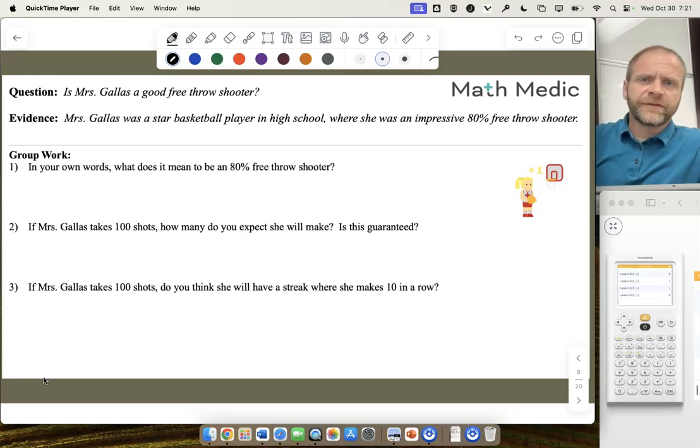So, if she's an 80% free throw shooter and she takes 100 shots, what do you think she'll make? How many of them do you think will go in? And is that always guaranteed? And then the third question is, if Mrs. Gallus takes 100 shots, do you think she will have a streak of 10 in a row?